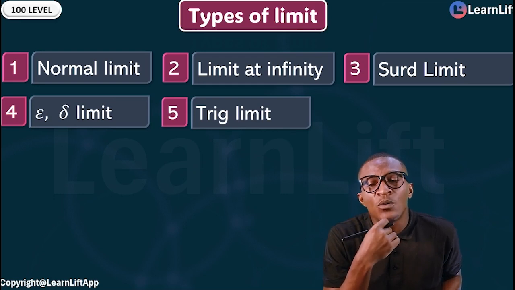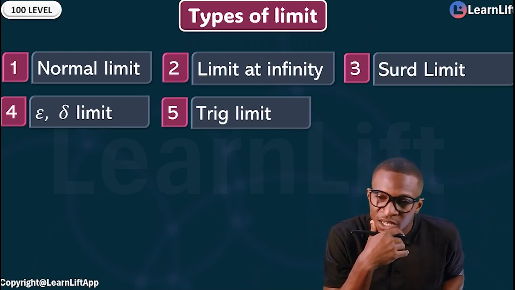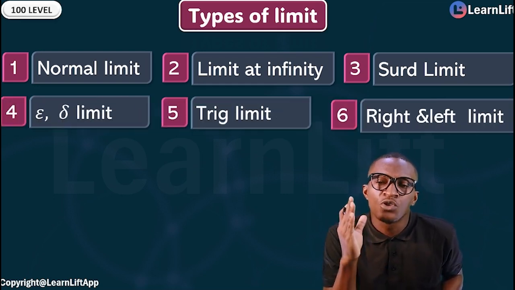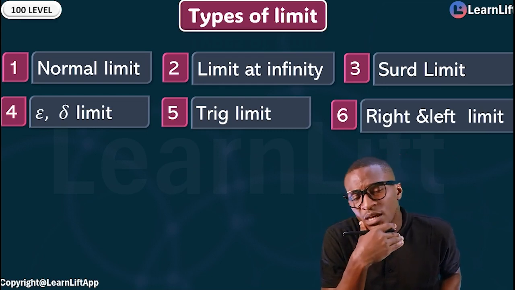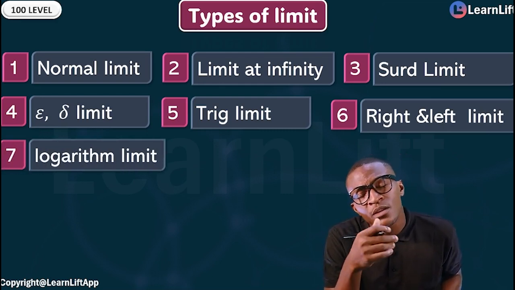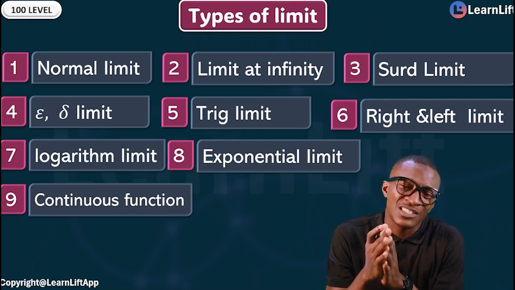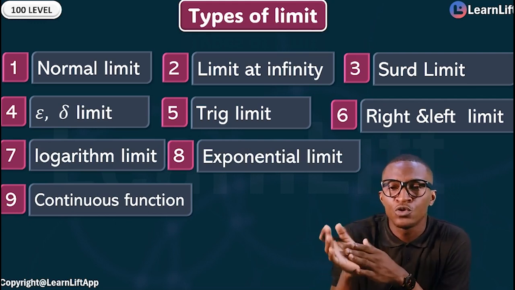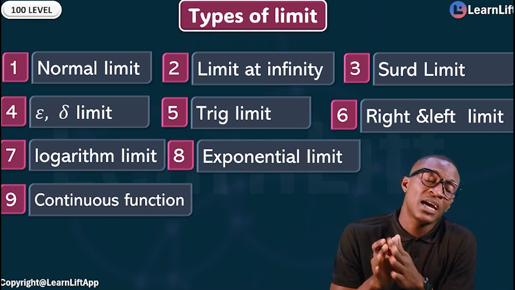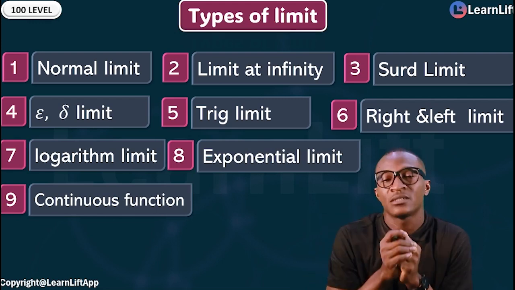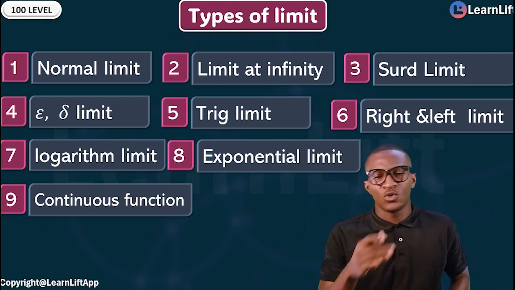Number 5, we'll talk about the trigonometry limit. And number 6, we'll go further and talk about your right and your left limit. And we'll talk about your logarithm limit, we'll talk about exponential limit. And number 9, we'll talk about limit at continuity, the one we call your continuous limit. These are the types of limit, and each of them will own one class. So this is everything about introduction.